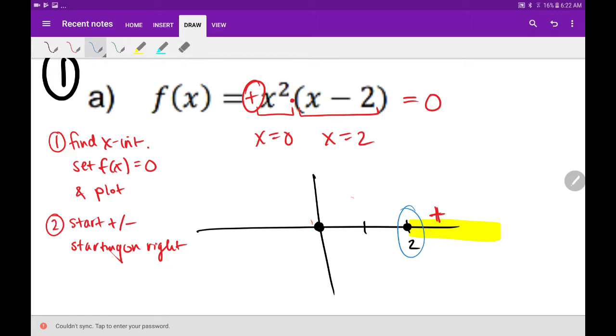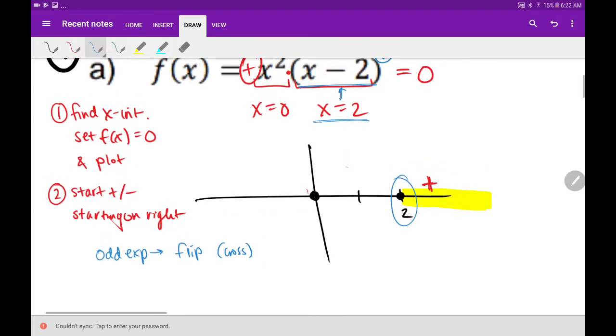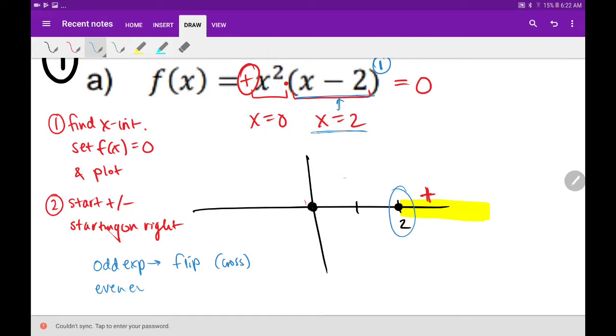So go to where you got the x equals 2 root. Okay, look at the factor above it. Now we need to examine the exponent for this factor. In this case, there's no exponent. That means that it's a 1. So you need to be very comfortable with the fact that odd exponents means the sign will flip. That basically means your graph will cross the axis. If you have an even exponent or multiplicity, then you're going to keep the sign. Basically, your graph will bounce off the x-axis.